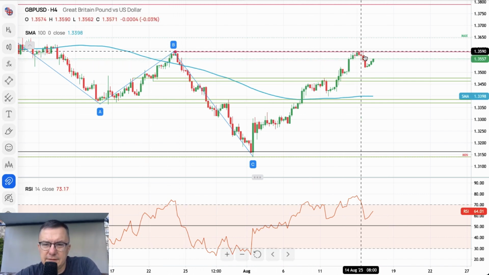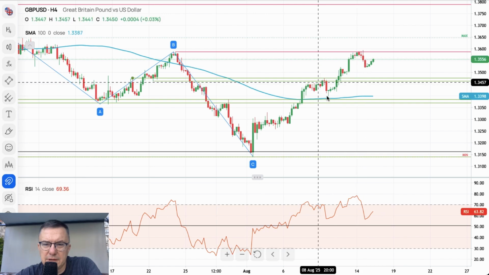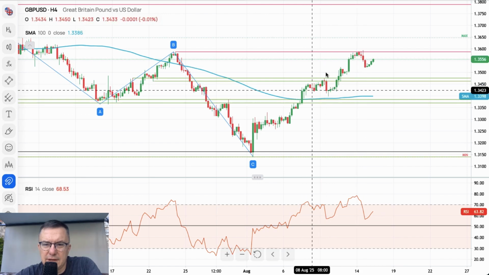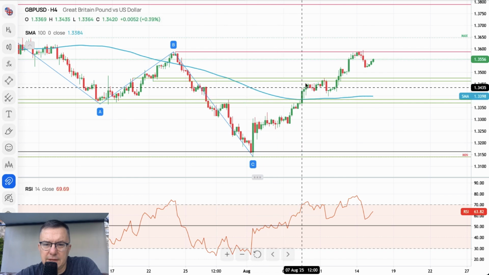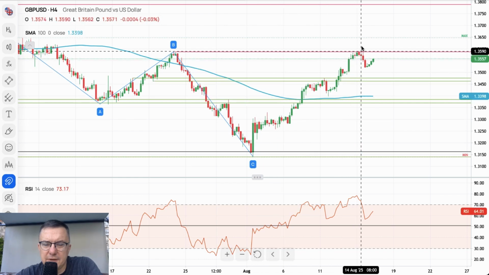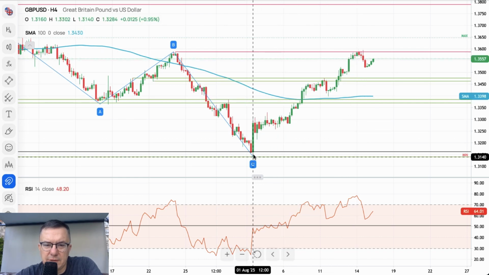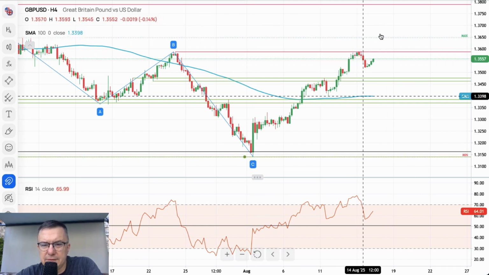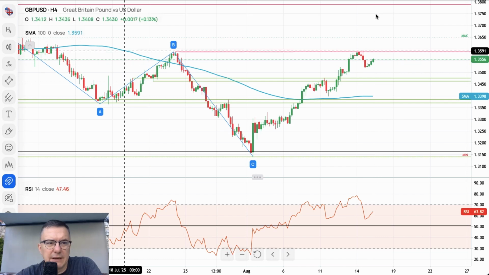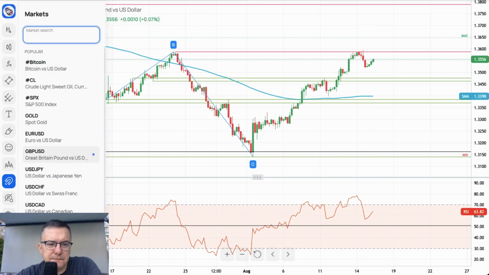This is a normal pullback, normal situation when we are making the new swing high, and you can see that we keep making swing highs and swing highs here during this movement from the lows of the wave C. So definitely, if the momentum is as strong as it is right now, the market will be moving higher to keep the uptrend.